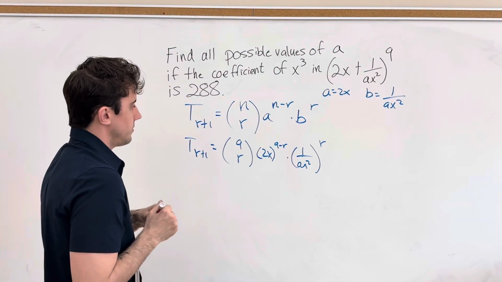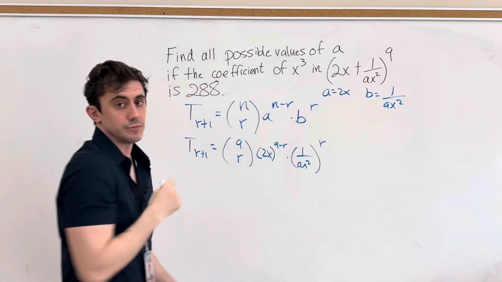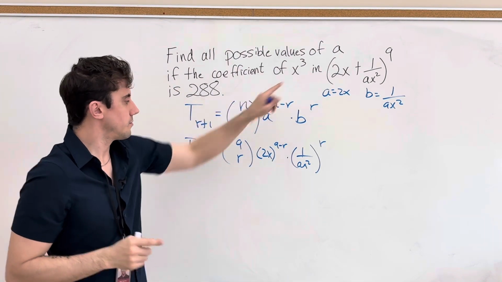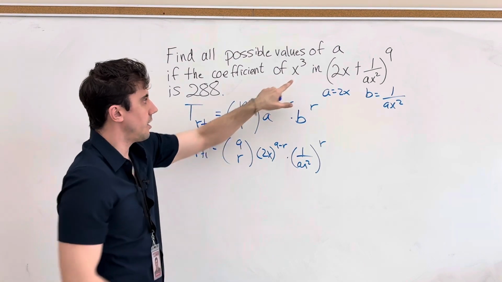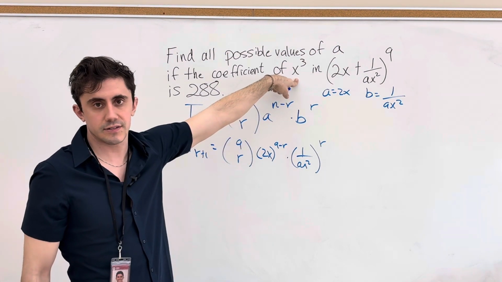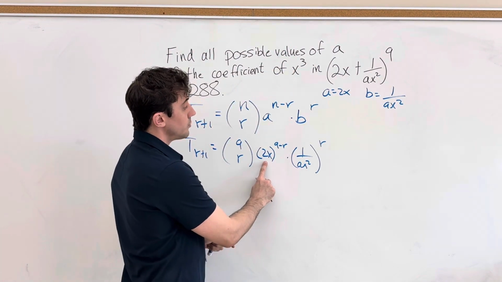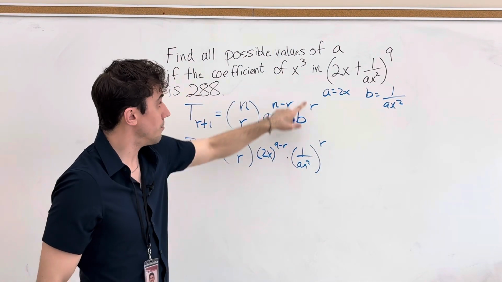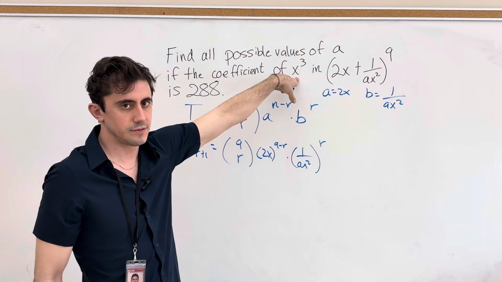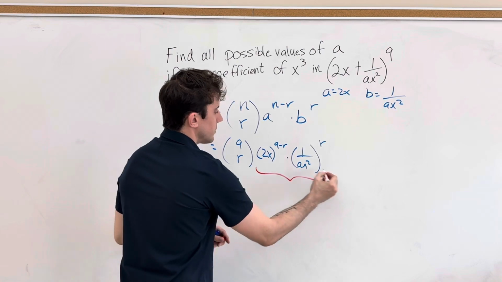We want the term that provides us with an x cubed, right? That 9 choose r is just going to be some numerical value. It is not going to contribute to the exponent on the x, right? The 2x to the 9 minus r and the 1 over ax squared to the r are going to combine to make an x cubed, right? And so let's simplify this portion, okay?